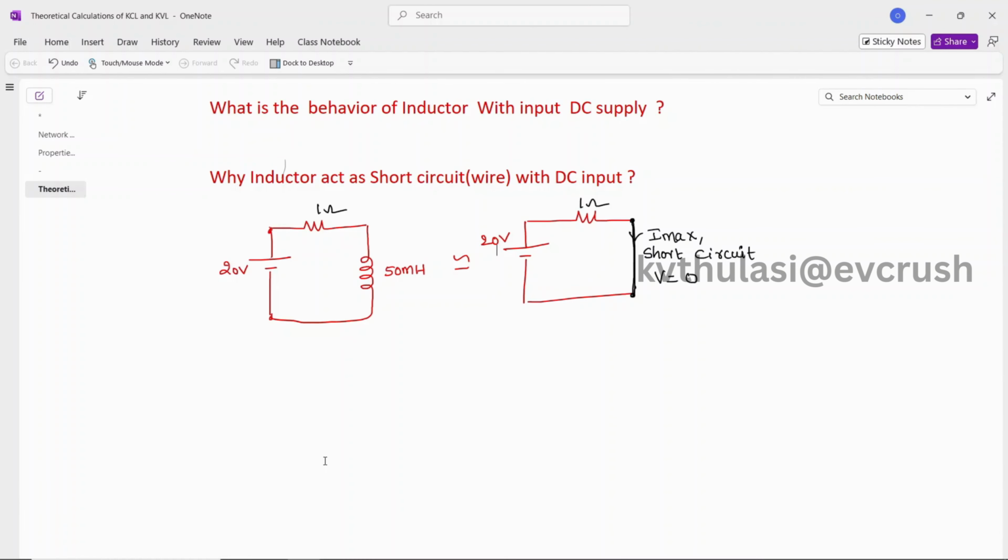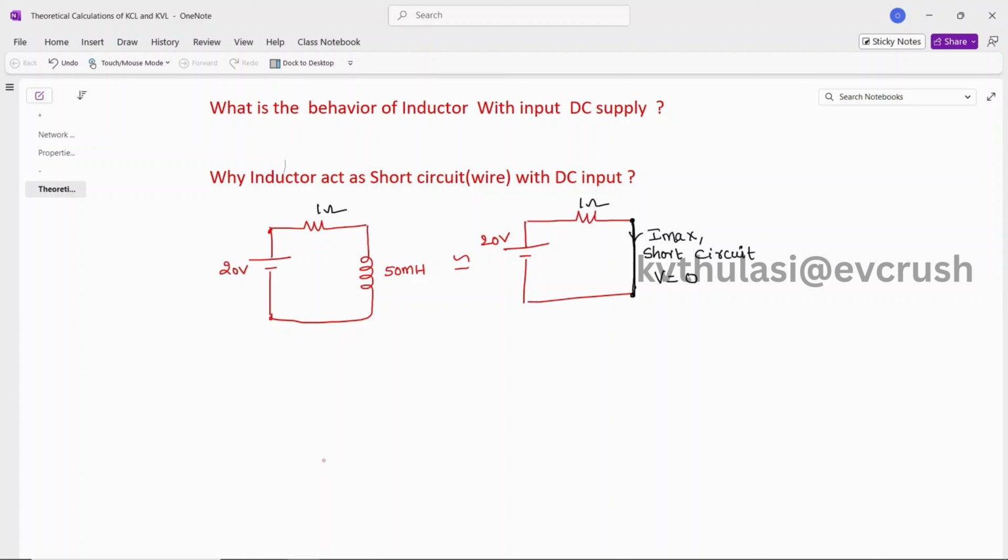Today we are going to see an interesting concept: what is the behavior of an inductor when a DC input is given to an inductor? And I would like to say it in one more way: why does an inductor act like a short circuit with an input of DC supply? Let us try to know the reasons.